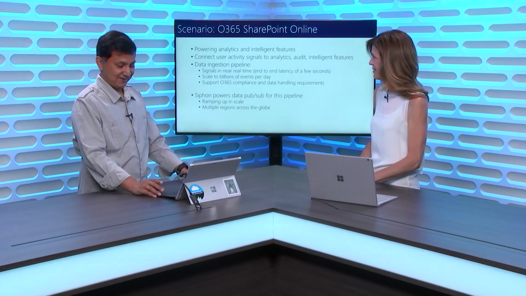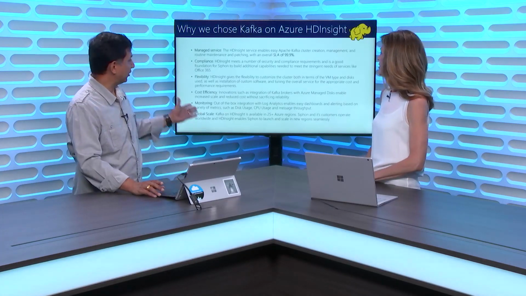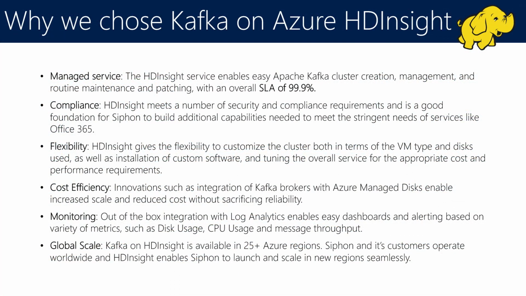All right. So I want to explain why we chose HDInsight to power Siphon. In the industry, Kafka is the standard for pub sub at high scale. So when we looked at how we are going to deploy Kafka, we looked at what are the options available, and Apache Kafka on HDInsight was a good choice for us. And here are a few reasons.